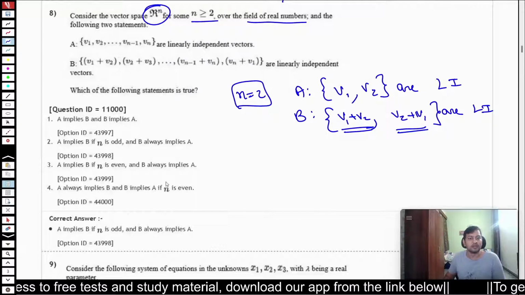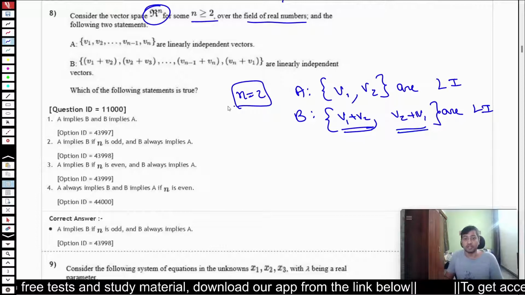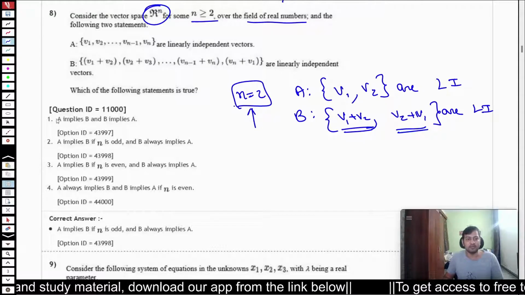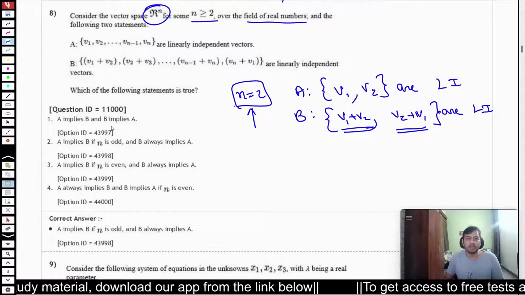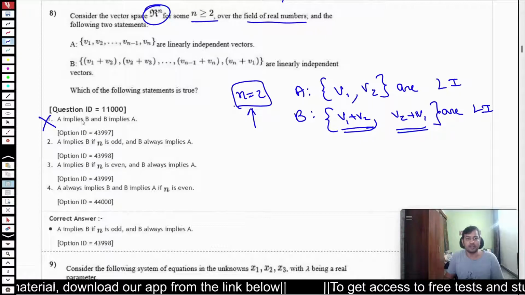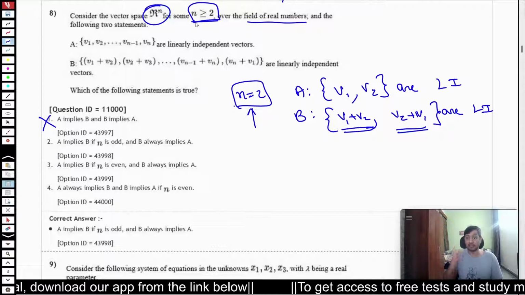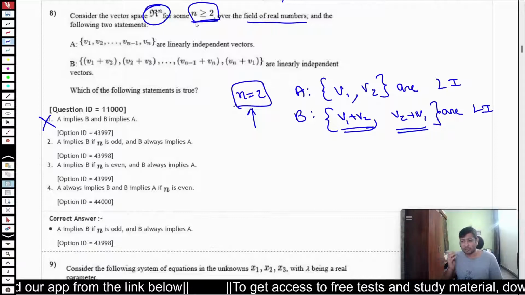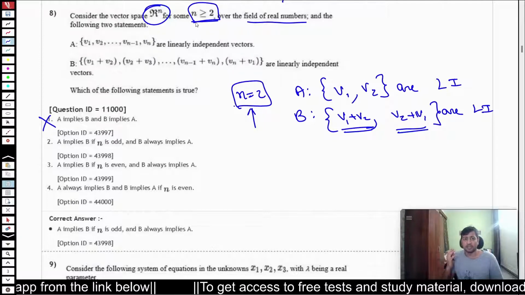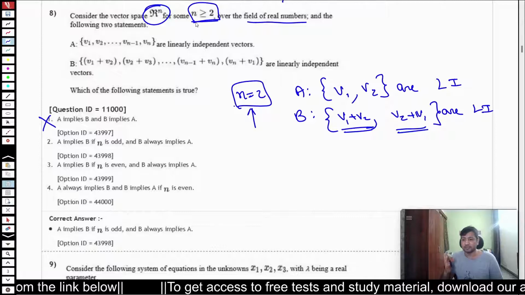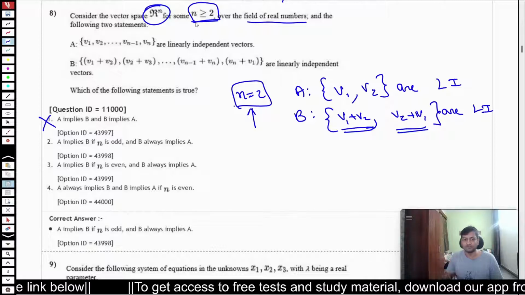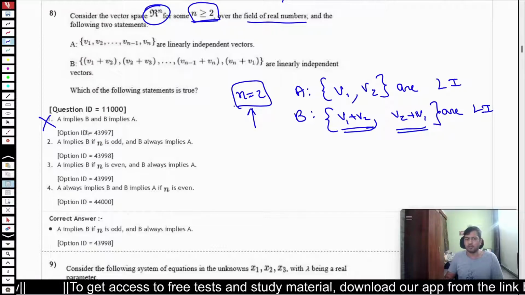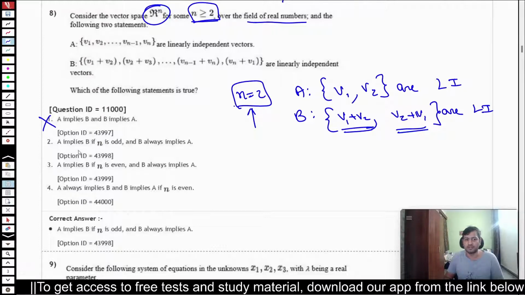Okay, so let's look for options in which n equals 2 renders statement B as false. So A implies B and B implies A; this cannot happen because n equals 2 is one of the valid cases according to what's given in the question. So I just want to find that simple information, that n equals 2 makes statement B false, is ruled out in any of these options. So here it says A implies B, but that cannot happen. B is false, so that's why option 1 is wrong.